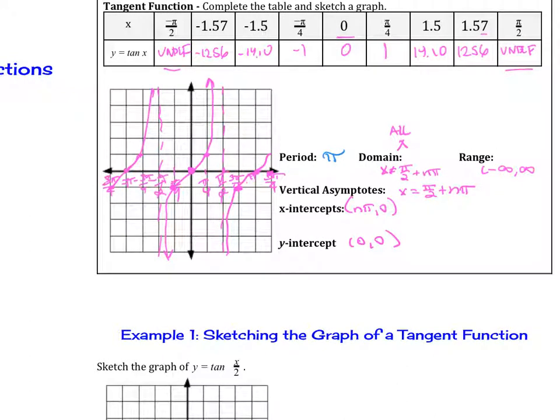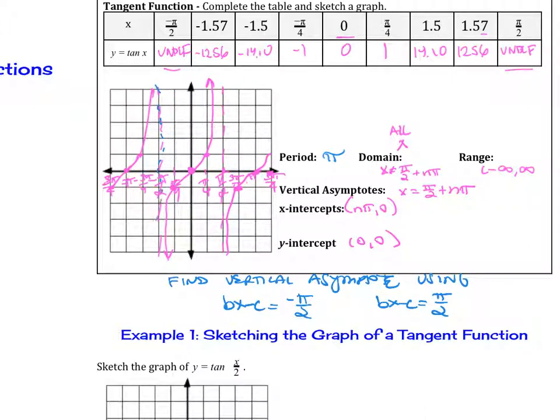Now you can find the vertical asymptotes. So one way to do it is using this. Find vertical asymptotes using bx minus c equals negative pi over 2, and bx minus c equals positive pi over 2. So I want you to notice on the parent function, the furthest left is negative pi over 2, and on the right, the furthest is positive pi over 2. So that's how you find the vertical asymptotes, one way of doing that.